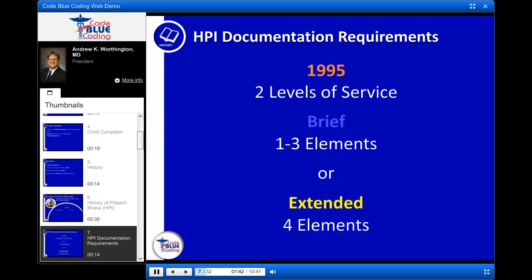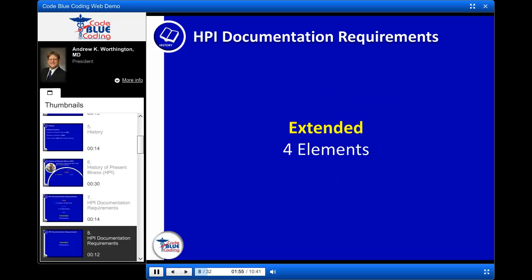Again, in the 1995 guidelines, we have two levels of HPI element requirements: the brief, requiring a minimum of one element, and the extended, requiring 4 or more elements. The extended, requiring 4 elements, is a much more difficult HPI requirement to meet. In this next slide, we will examine an extended HPI.